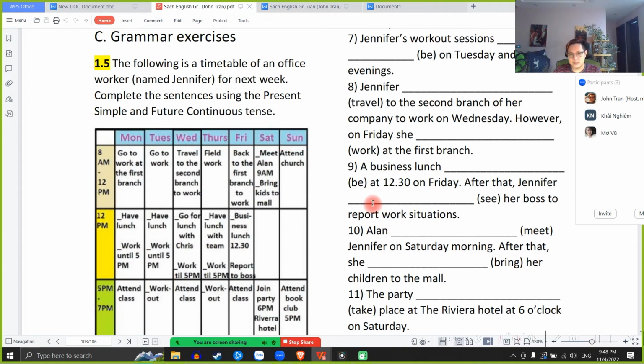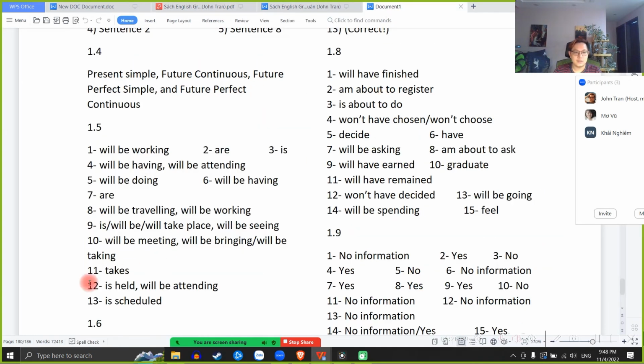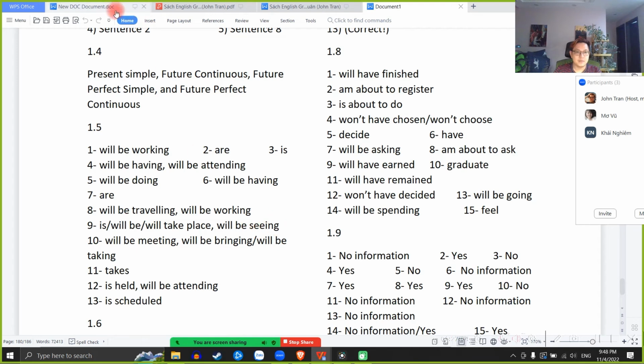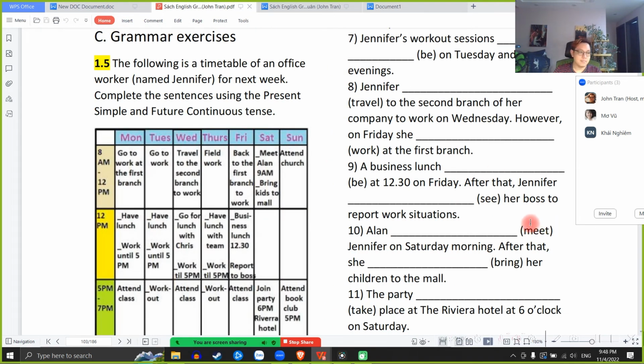Number 9. A business lunch is at 12:30 on Friday. Nó chỉ là is thôi. Number 9. Hoặc có thể là will be cũng được, hoặc là will take place cũng được. It can be will be or will take place at 12:30 on Friday. Một cái bữa trưa mà chuyên dành cho công chuyện á, là hoặc là sẽ là vào lúc 12:30 vào thứ Sáu. After that, Jennifer will be seeing her boss to report work situations. Sau đó là will be seeing, Sarah sẽ đi gặp ông boss của cổ, ông chủ của cổ để mà tường thuật hoặc là báo cáo những tình huống mà trong công việc.